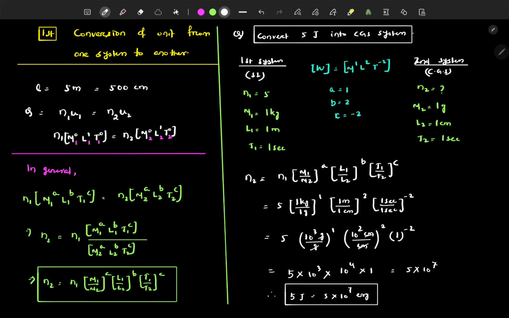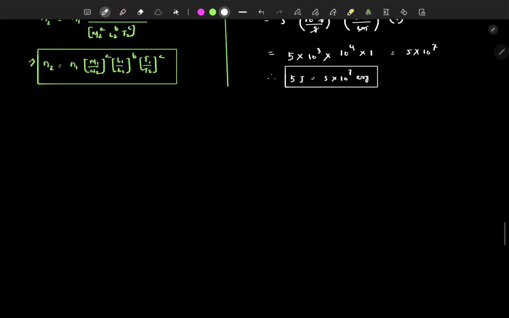So in this way, you have to convert the given system of units to another system as per the requirement, as required in the question. So I hope it is clear to all of you. So let's solve another question. Let's discuss another question.